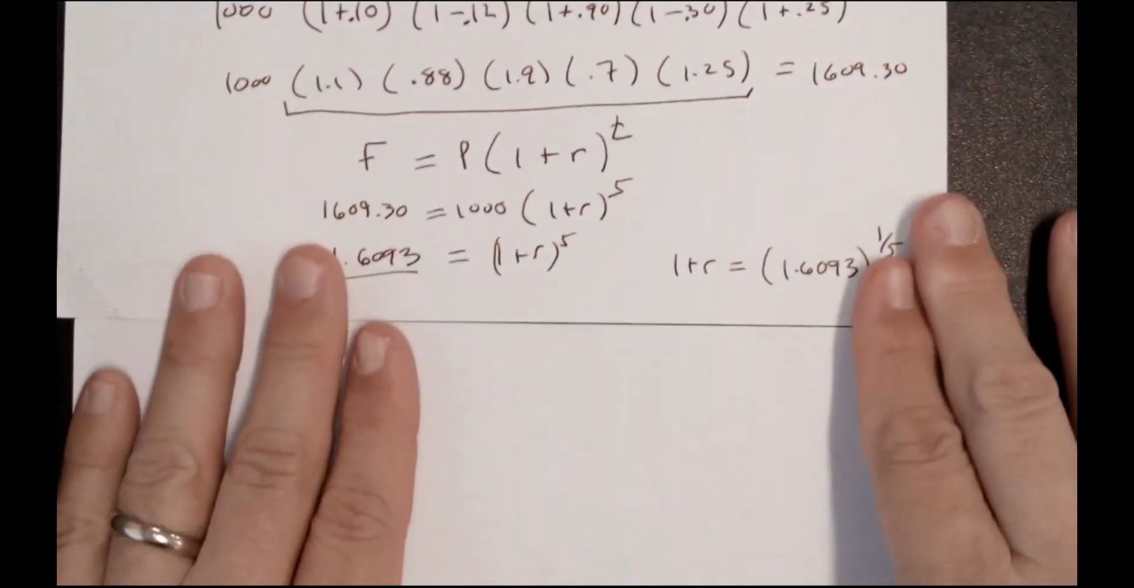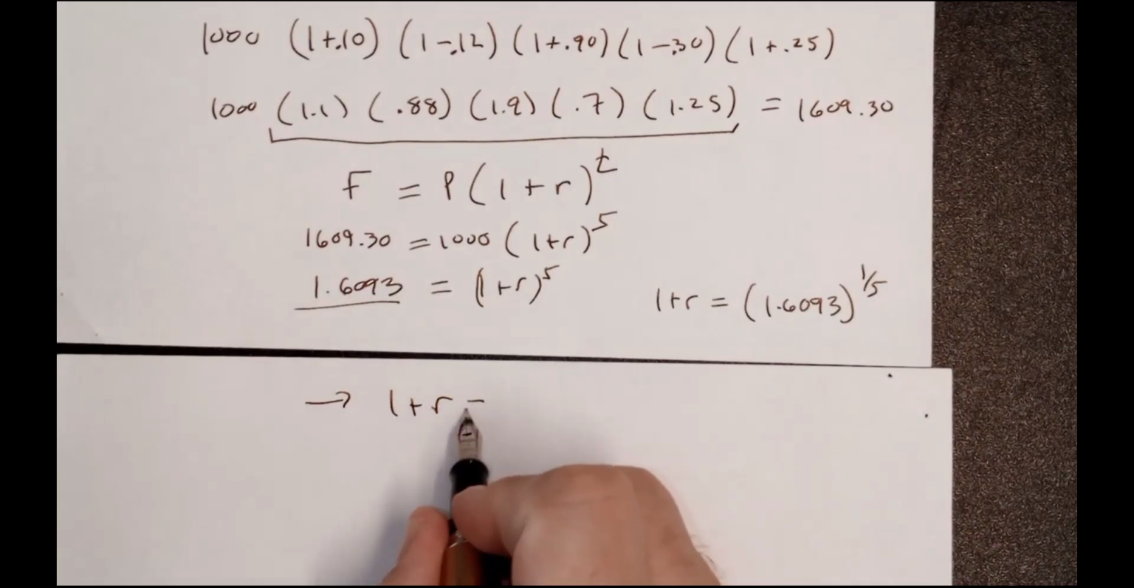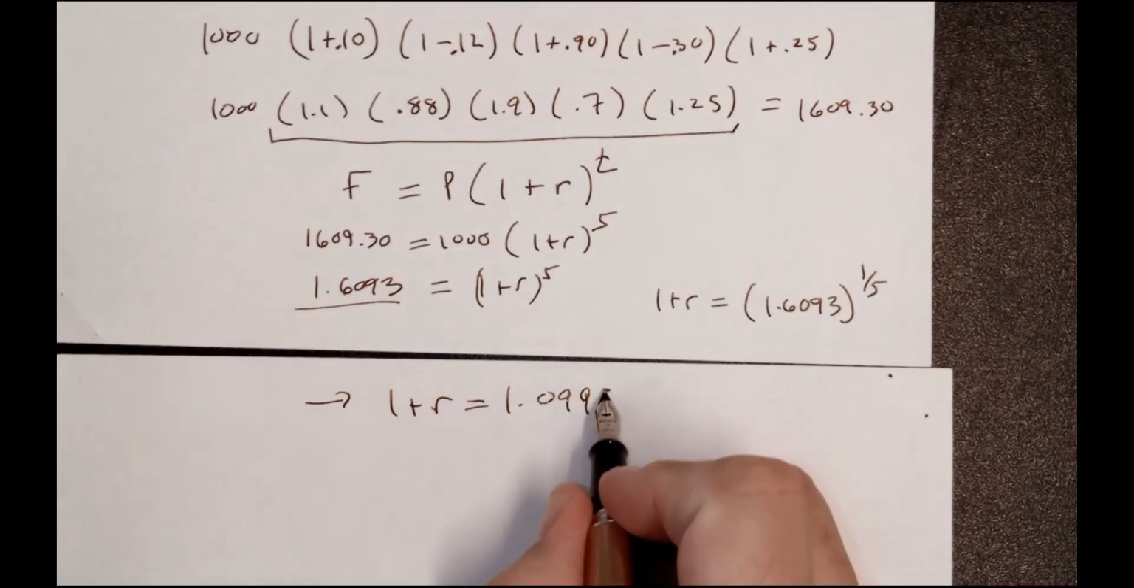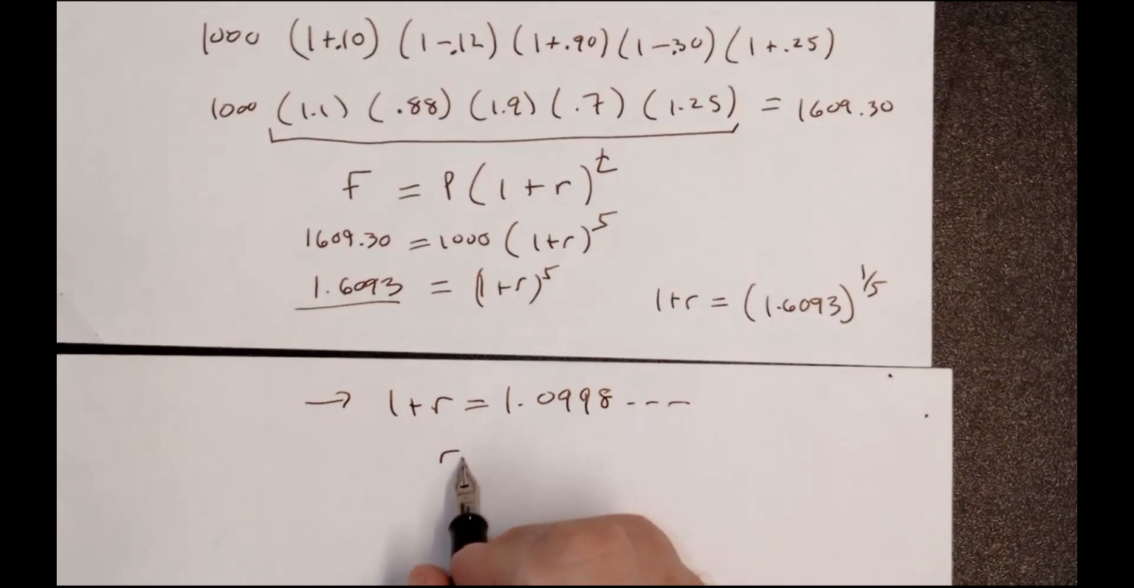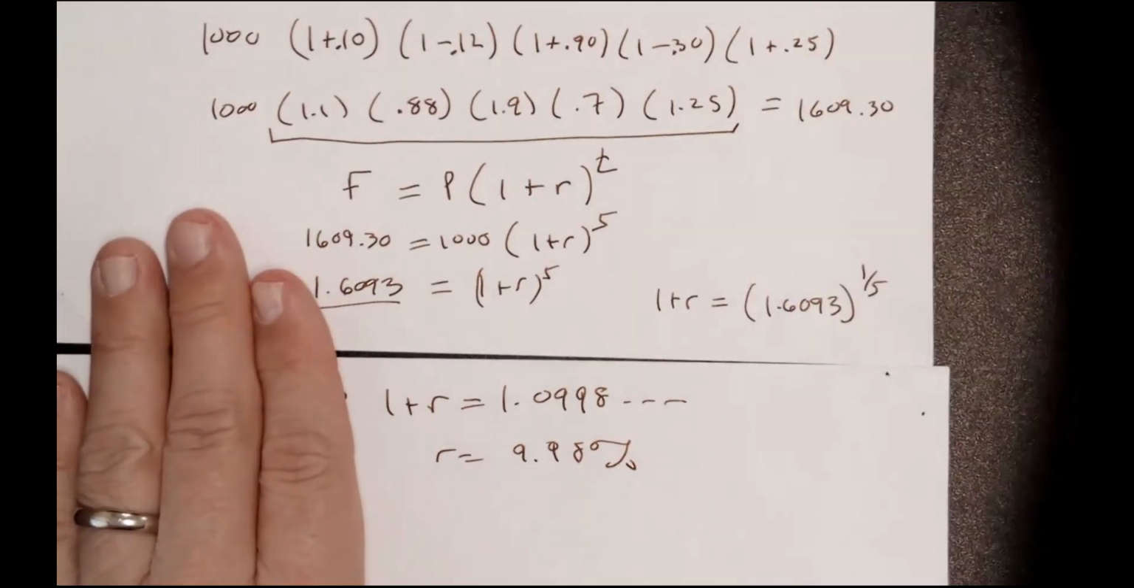Copy the number down. So 1 plus r equals 1.0998 dot, dot, dot. R is 9.98%. Return on investment is a geometric calculation, not an arithmetic calculation.